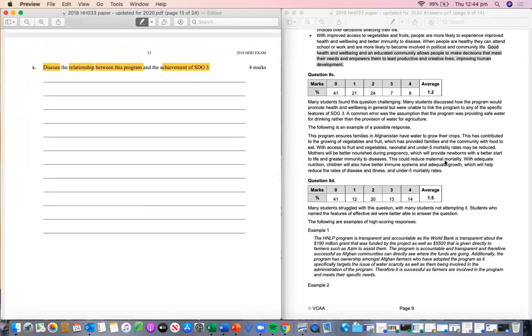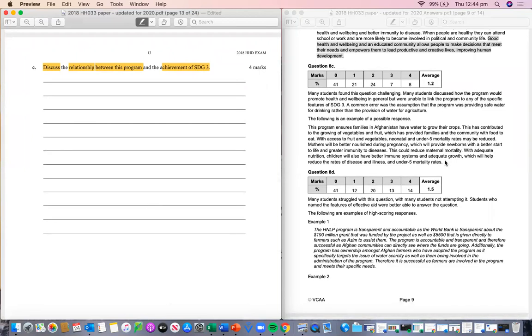So if you look at an example of a possible response, you could say something like: this program ensures families in Afghanistan have water to grow their crops. This has contributed to the growing of vegetables and fruit, which has provided families in the community with food to eat. With access to fruit and vegetables, neonatal and under 5 mortality rates may be reduced. Mothers will be better nourished during pregnancy, which provides newborns with a better start to life and greater immunity to diseases. This could reduce maternal mortality with adequate nutrition.